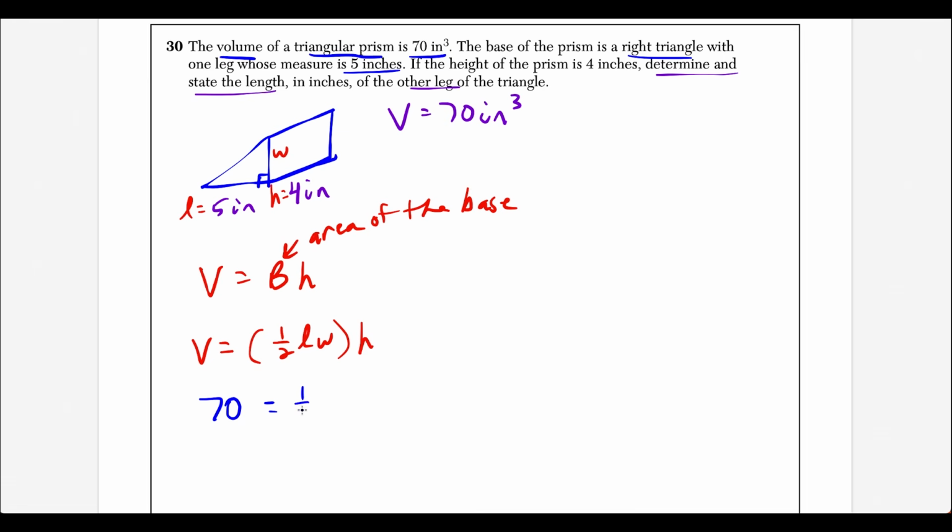So we have 1/2 times length is 5 inches. So we're doing 1/2 times 5 times whatever W is times H is equal to 4. Now we just simplify a little bit. This is 70 equals, and if I do 5 times 4, that's 20, and 20 times 1/2 is going to give us 10. So we have 10 times W. Now dividing both sides by 10, this tells us that W is equal to 7.